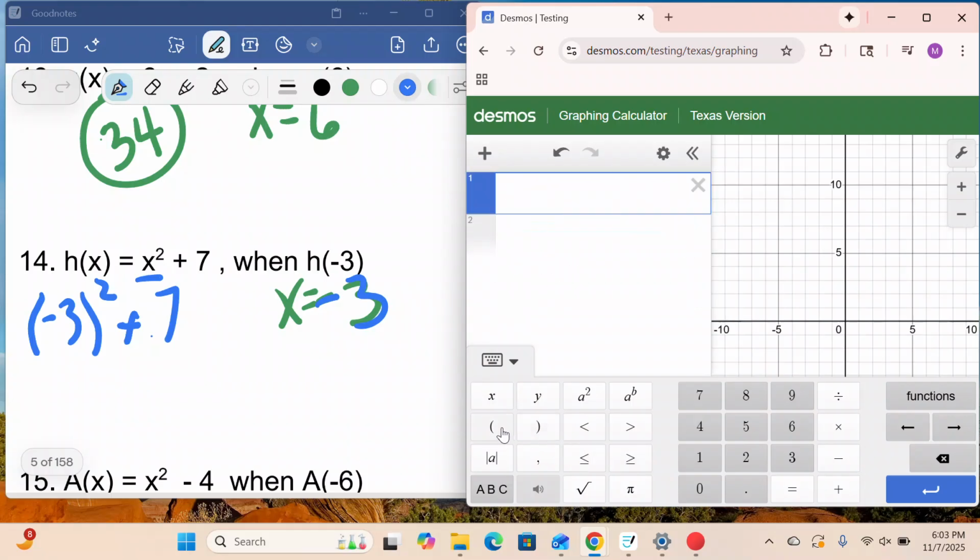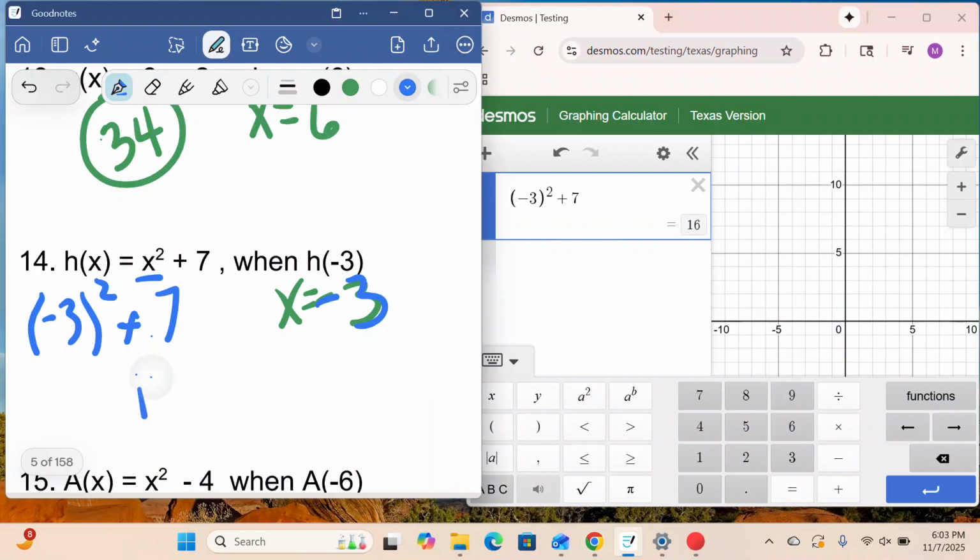I'm going to open parentheses and put a negative 3. I'm going to close my parentheses and square it. And then of course I am adding my 7. That gives me a total of 16. So my function value is 16.